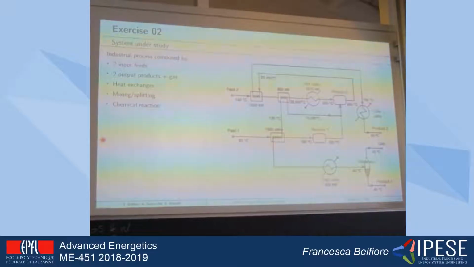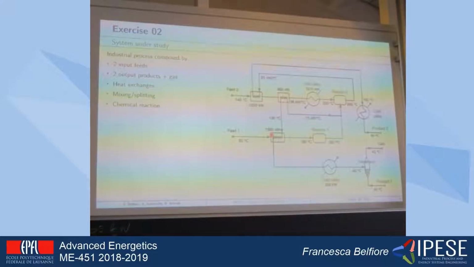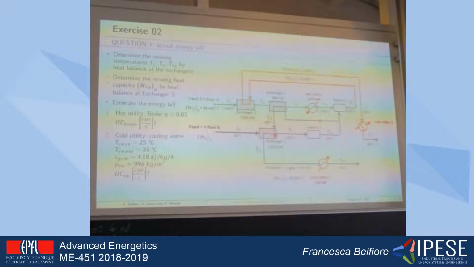So this is the industrial process you will be looking at. You have two inputs, which are here, feed 1, feed 2, and you have two outputs, product 2, product 1, and some gas. You will have heat exchangers like this or that. You will have chemical reactions, but you are not asked to look at them, and mixing, splitting, and so on. So finally, the first step is to compute the energy bill.